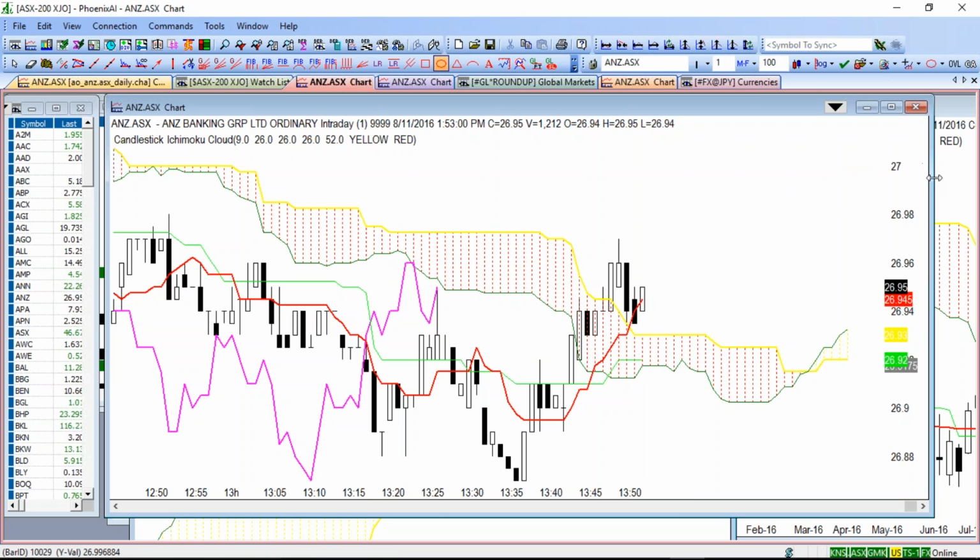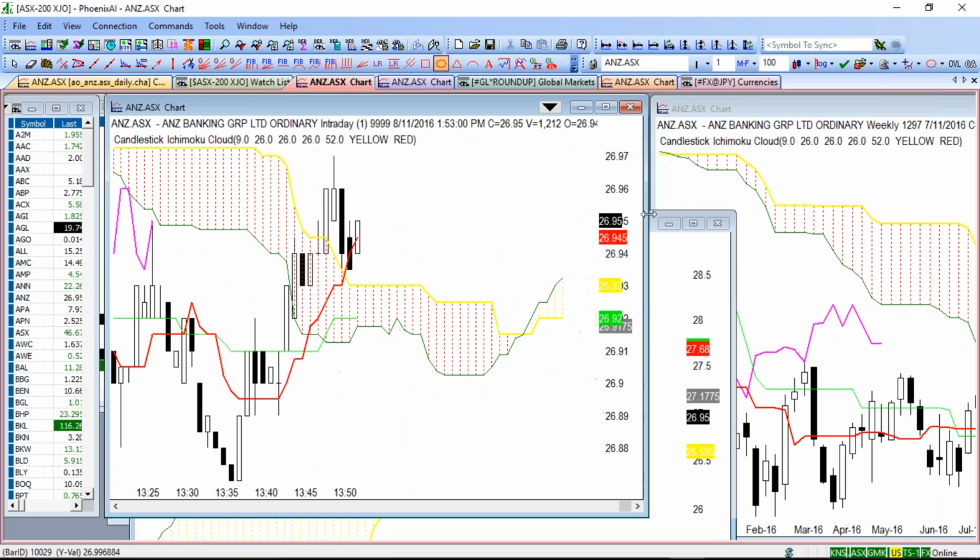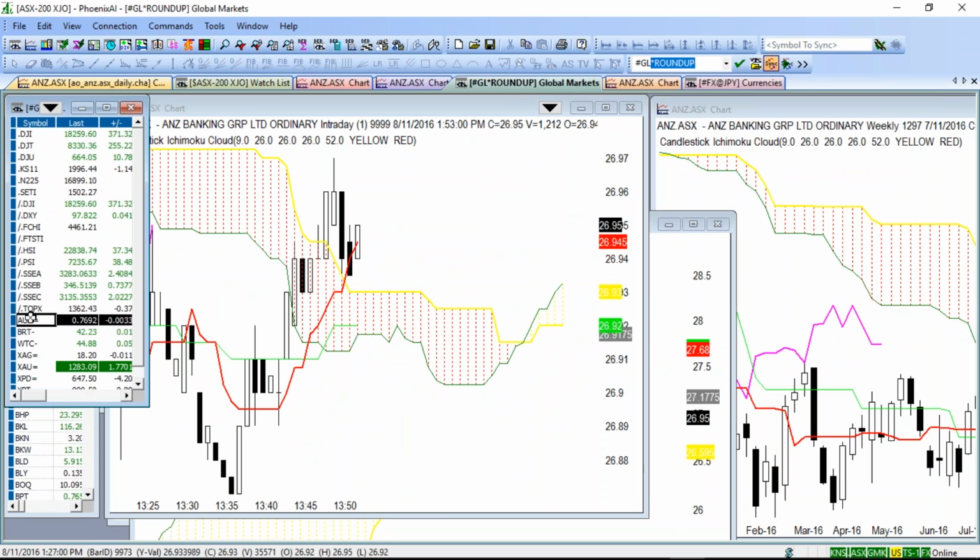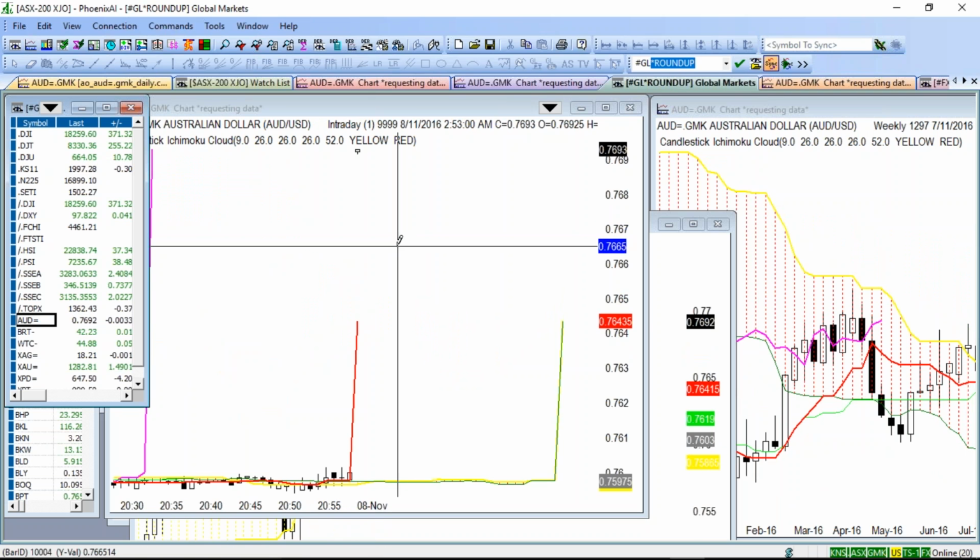So I haven't worked with it on a 1 minute chart, but the Ichimoku you can apply over all time frames. So currencies, let's take a look. Let's get the AUD out. When it's ready, here we go.